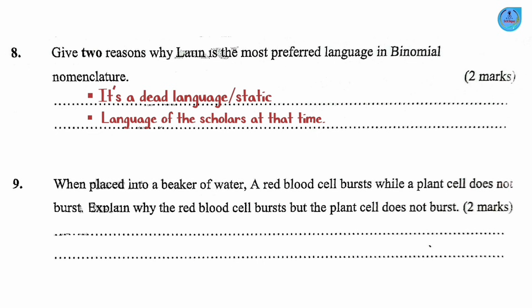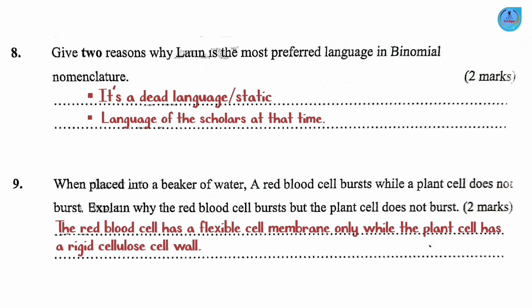Question number 9. When placed into a beaker of water, a red blood cell bursts, while a plant cell does not burst. Explain why the red blood cell bursts, but the plant cell does not burst. Okay. Now, this is a straightforward question. If you were to take a plant cell and an animal cell, which in this case is the red blood cell, place them in distilled water, okay?